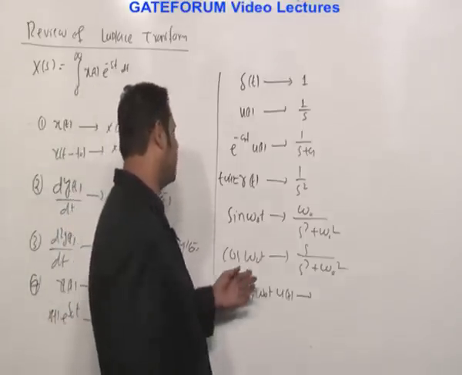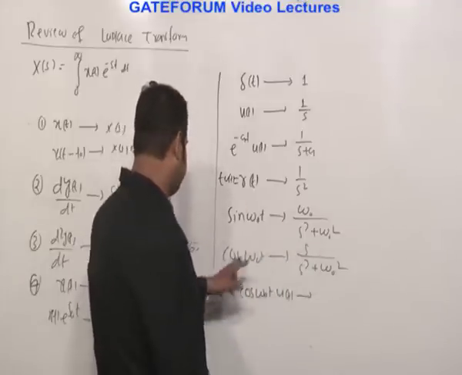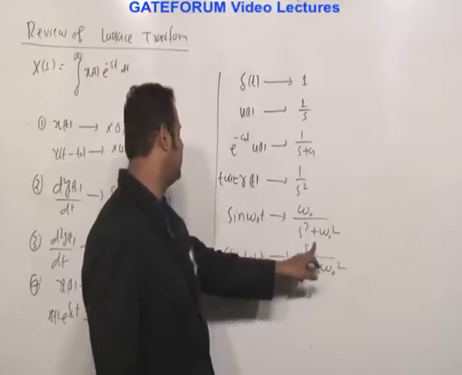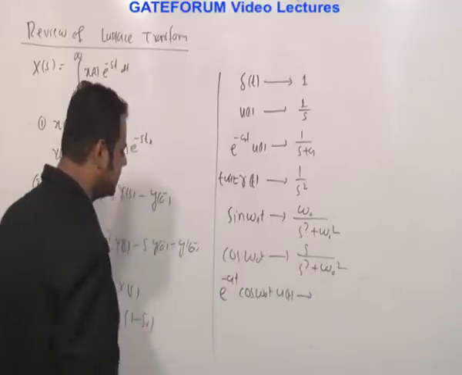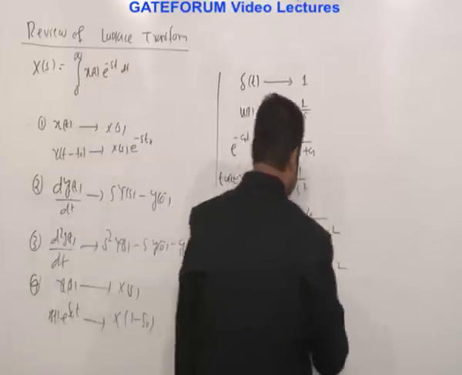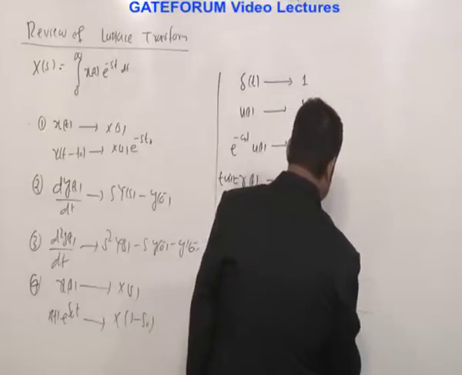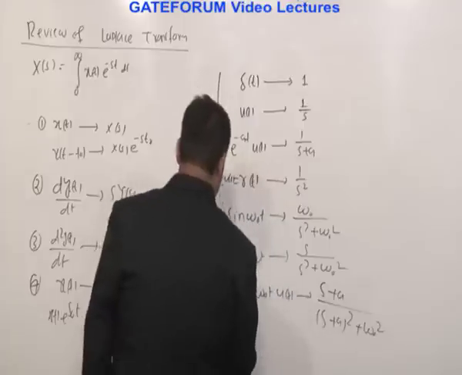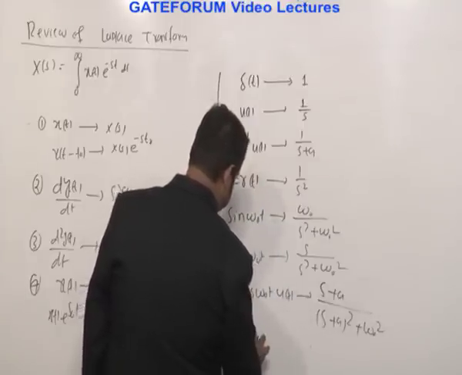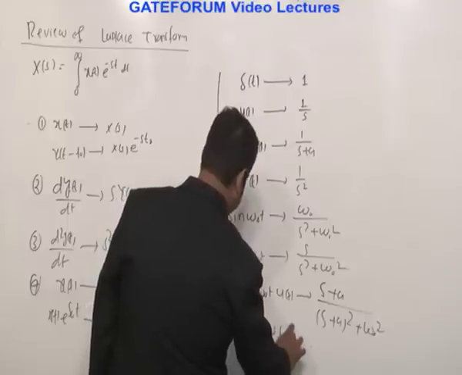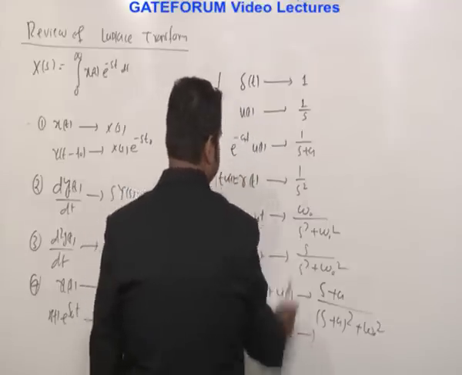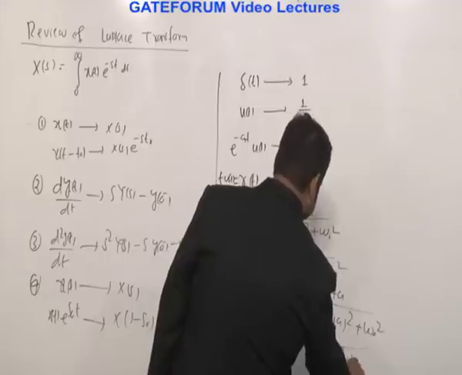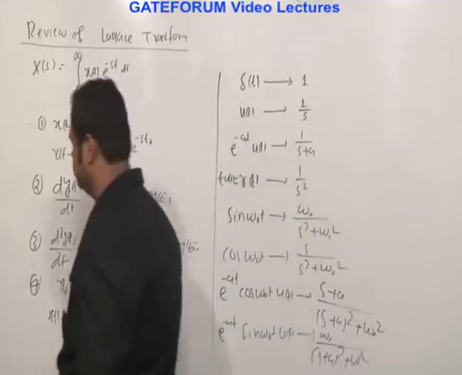Now I know that cos omega naught t has this Laplace transform. If I multiply e power minus a t on this, wherever s is there, replace it by s minus s naught. That means in this case s plus a. So this becomes s plus a divided by s plus a whole square plus omega naught square. Similarly, for e power minus a t sine omega naught t ut, only here is the change. So this is omega naught by s plus a whole square plus omega naught square.